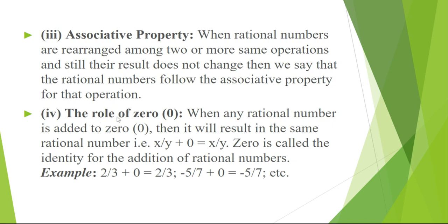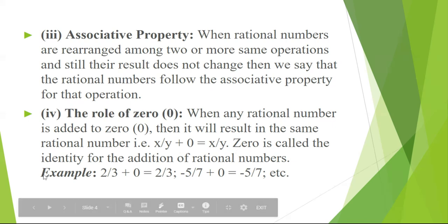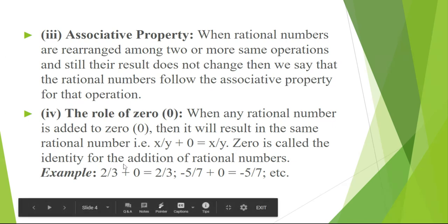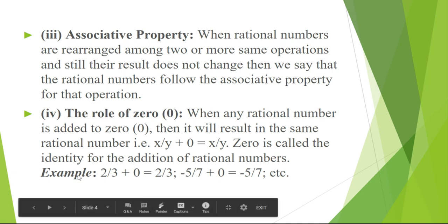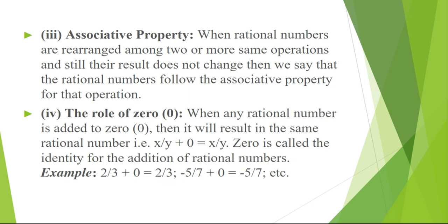Now we'll discuss the role of 0. When any rational number is added to 0, it will remain the same. That is, x by y when added to 0 will remain x by y. 0 is therefore called the identity for addition of rational numbers, or you can also say that it is the additive identity of the rational numbers. There's an example shown in which 2 by 3 when added to 0 will remain 2 by 3, and so will be another example of minus 5 by 7.